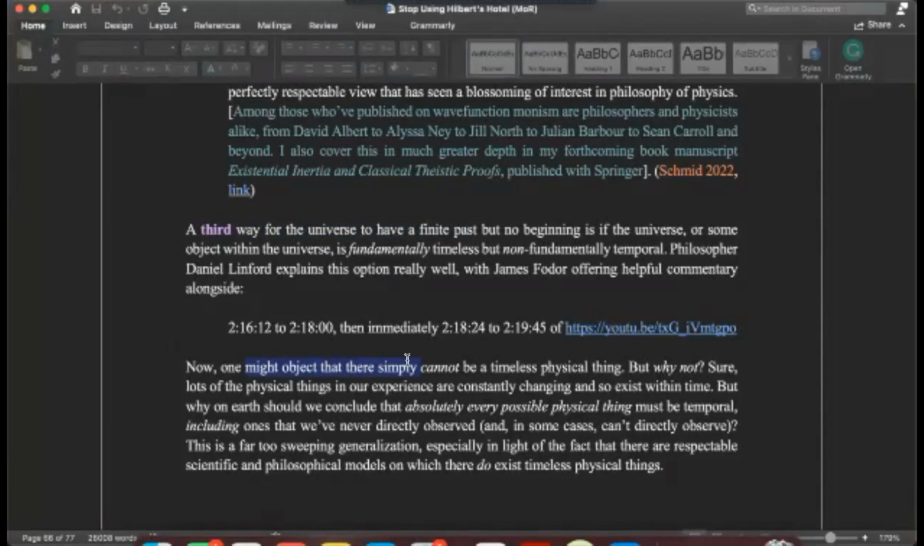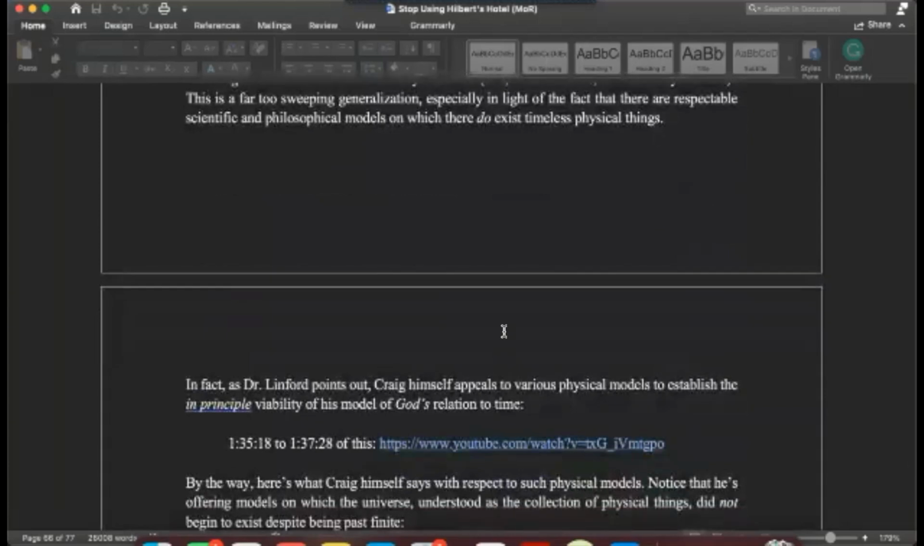Now, one might object to this sort of view that there simply cannot be a timeless physical thing. But the problem is, why not? Sure, lots of the physical things in our experience are constantly changing and so exist within time. But why on earth should we conclude that absolutely every possible physical thing whatsoever must be temporal, including ones that we've never directly observed, and in some cases can't directly observe? That is a far too sweeping generalization, especially in light of the fact that there are respectable scientific and philosophical models on which there do exist timeless physical things. In fact, as Dr. Linford points out, Craig himself appeals to various physical models to establish the in-principle viability of his model of God's relation to time.